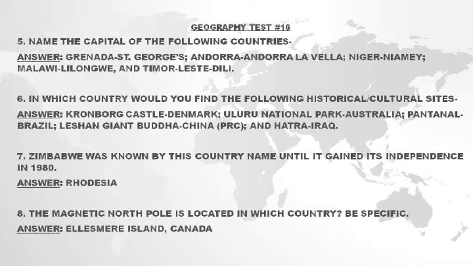Question 7. Zimbabwe was known by this country's name until it gained its independence in 1980. The answer is Rhodesia.